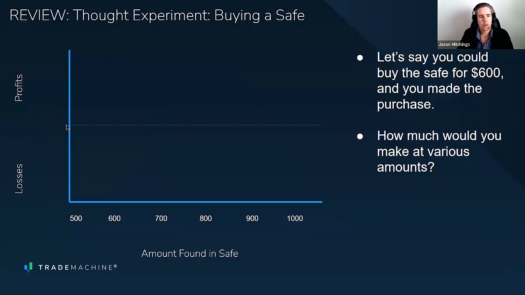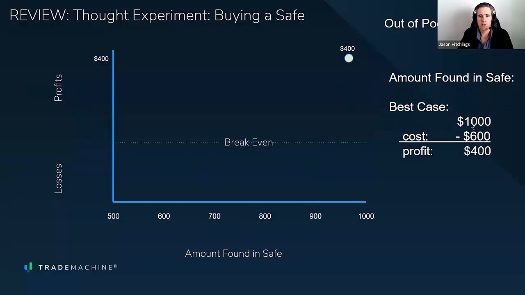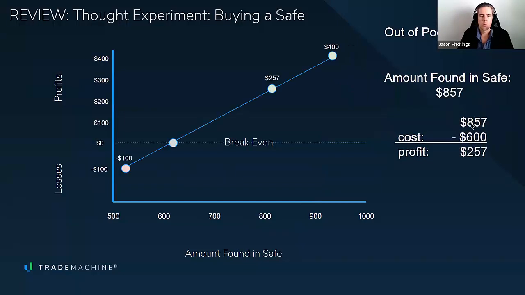This would be the break-even point. Anything above here are profits. Anything below here are losses. This is the amount found in the safe, and then we'll just sort of plot these out. So best case scenario, if there's $1,000 in the safe, you spent $600, you make $400. Worst case, there's $500 in the safe, you lose $100, and then there's a real steady line for different values that tell you how much you made or lost, depending on the amount that's in the safe, which is kind of the underlying asset that we're talking about today for this first segment.